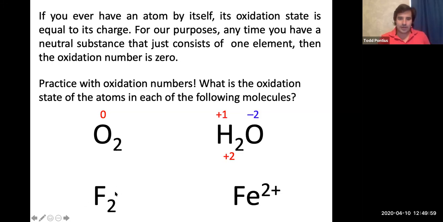Then we have fluorine, F2. Well, neutral fluorine, again, is just going to be 0. And then finally, we have iron 2+. Whenever you have an ion, its oxidation state is just going to be equal to the charge on that ion. So this is just going to be +2.